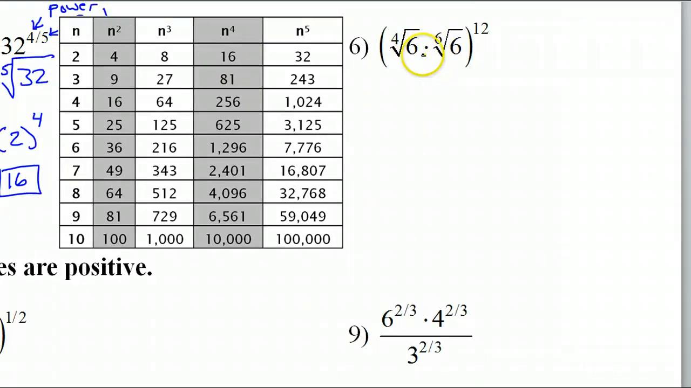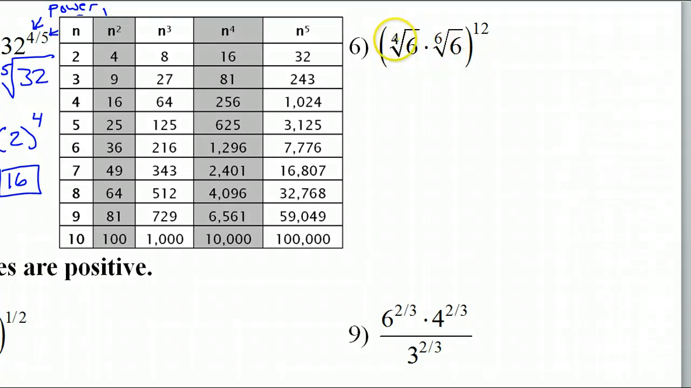Now for number 6, the roots are not the same. So I'm going to have to convert this to exponent form in order to do the problem. But if it doesn't turn out to be a whole number, then I'm going to have to convert back to radical form. The rule is if you start off in radical form, you need to write your answer in radical form, unless it's just a whole number. Okay, so let's rewrite these in exponent form.